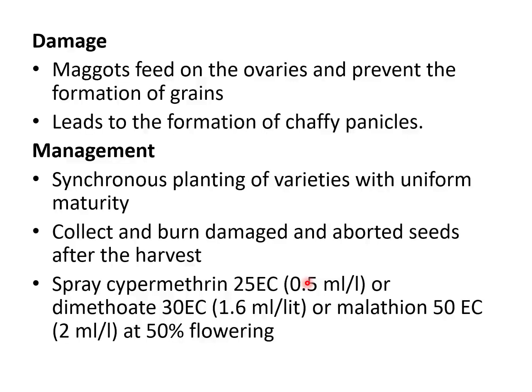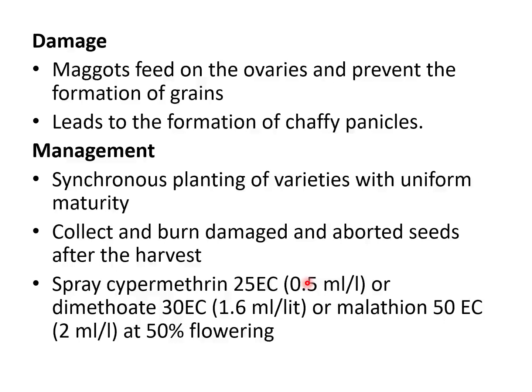Coming to the management aspect, synchronous planting of sorghum with uniform maturing varieties is one strategy to prevent infestation of sorghum midge. This we have discussed in the case of rice bug and BPH. Why we should go for this strategy we have discussed in detail in the case of rice, because there won't be any staggered infestation, and there won't be any carryover of pests from one field to another. If the crops are at a uniform stage, the crop will escape the infestation.